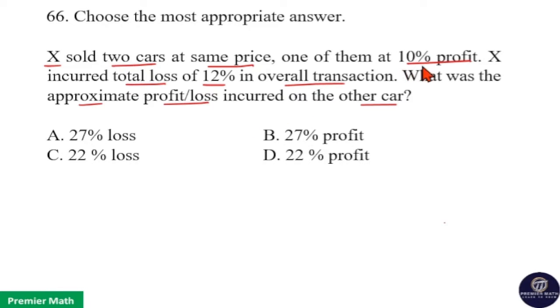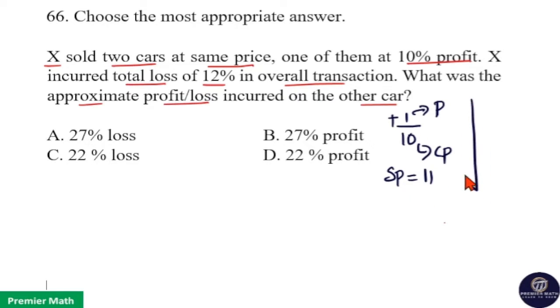Here X sold 1 card at 10% profit. Here 10% means 10 by 100, that is 1 by 10. Profit means plus 1 by 10. Here 10 parts is the cost price and 1 part is the profit. Then the sell price for this first card is equal to cost price plus profit, so 10 plus 1, 11 is the sell price here. Now X lost 12% in the overall transaction.